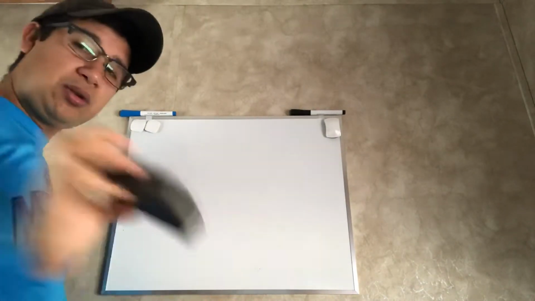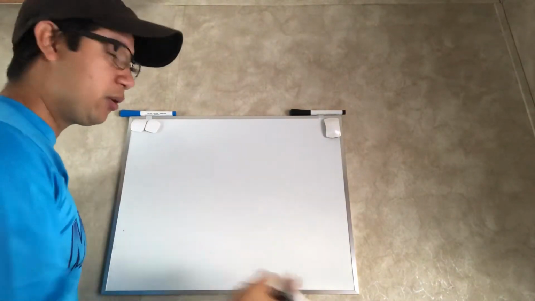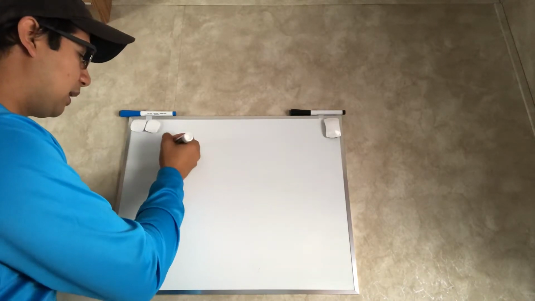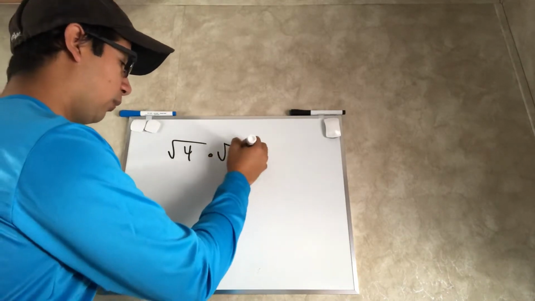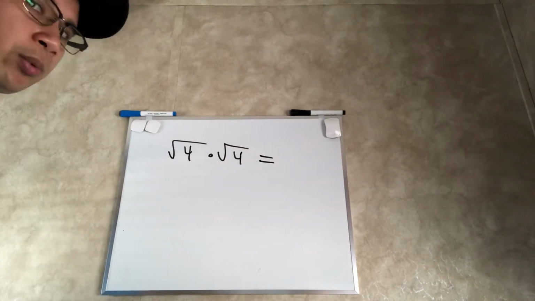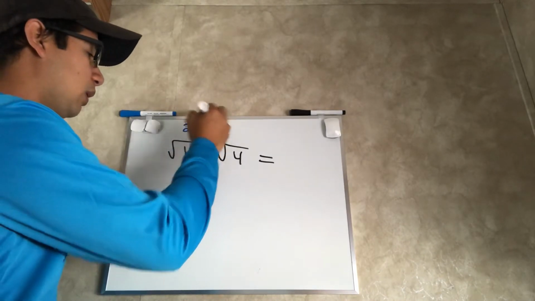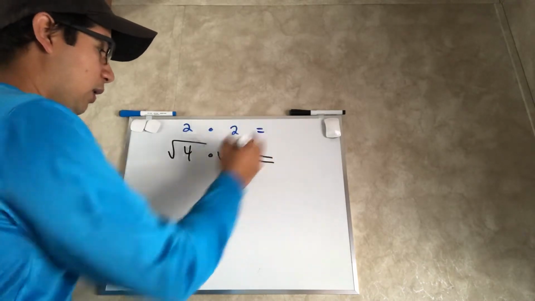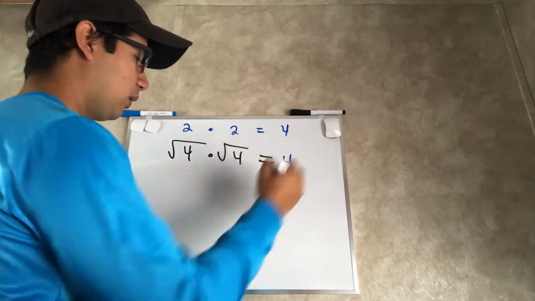Now another thing that you could do with these radicals is, if they're being multiplied, you could put them inside the same radical. What do I mean by that? Well, let's say I have the square root of 4 times the square root of 4, and you want to know what that is. Well, we know the square root of 4 is 2, times the square root of 4, which is 2. So 2 times 2 is 4. So we know that this answer here has to be 4, right?